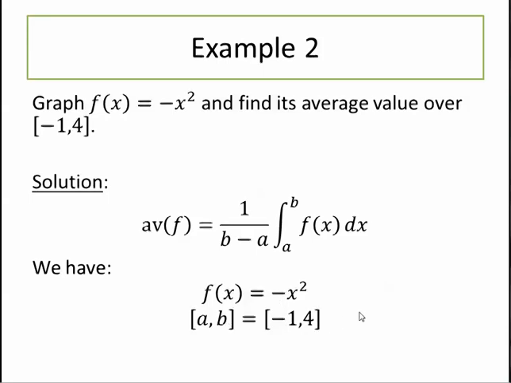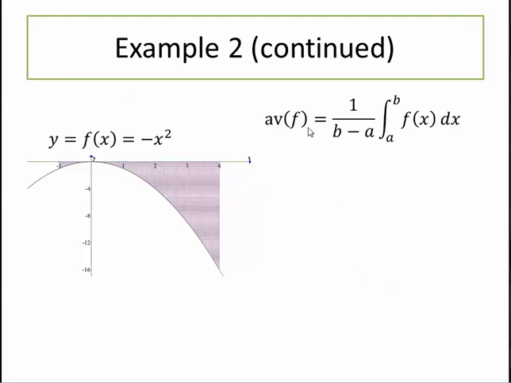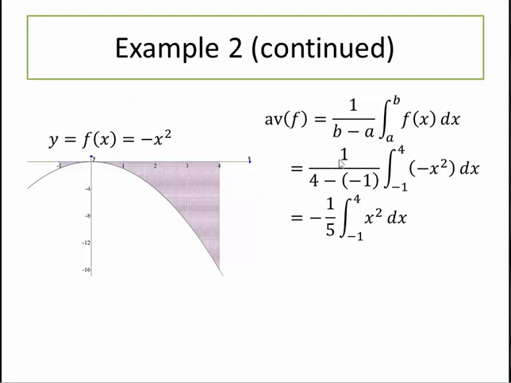So plugging those in, we get that the average value of f is equal to 1 over 4 minus negative 1, the integral from minus 1 to 4 of minus x squared dx. We simplify this right here, and that gives me minus 1 over 5. And then here's a negative sign. That's a constant multiplying, so I can pull that outside of the integral right here. And then I have the integral from negative 1 to 4 of x squared dx.